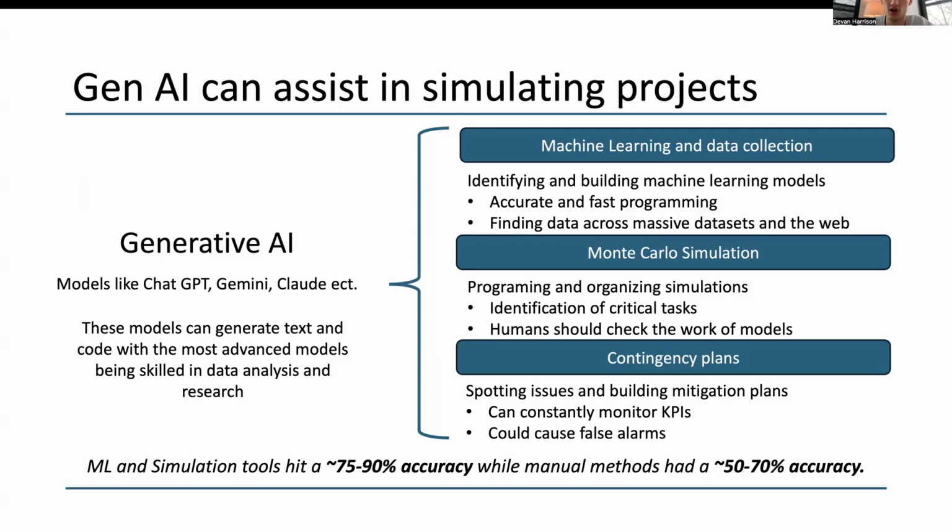So we can see that they can constantly monitor KPIs because they're so much cheaper. And while that could lead to some false alarms, it does mean that they are significantly less expensive. So they're able to build contingency plans and make estimations far quicker than a human can. And that means that you can do it significantly more frequently. And we see that they already are having an effect where they have a 70 to 90% accuracy in terms of time and costs, while manual methods have only 50 to 70% accuracy.